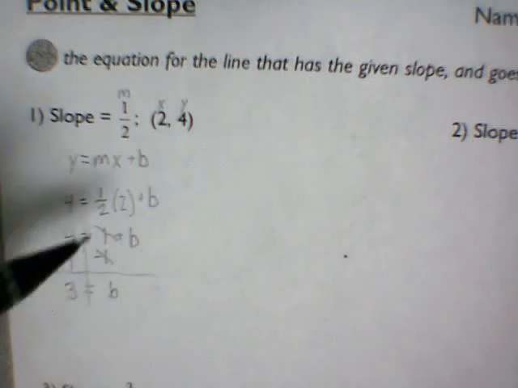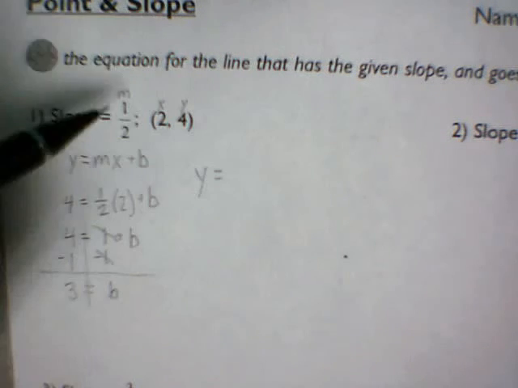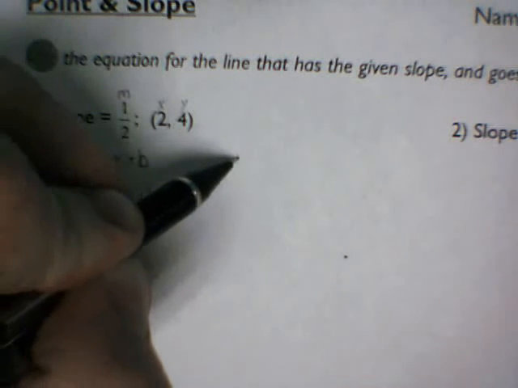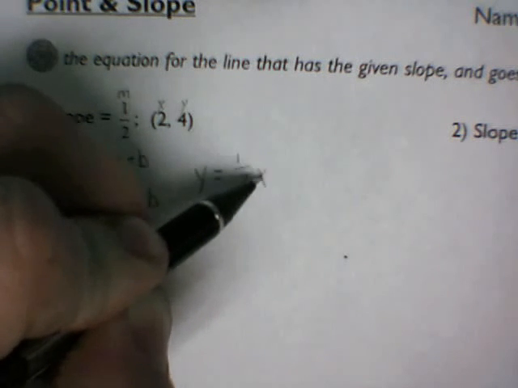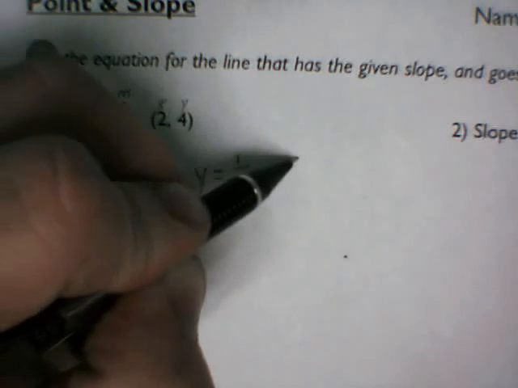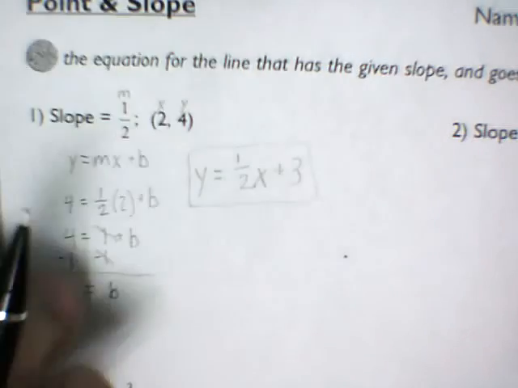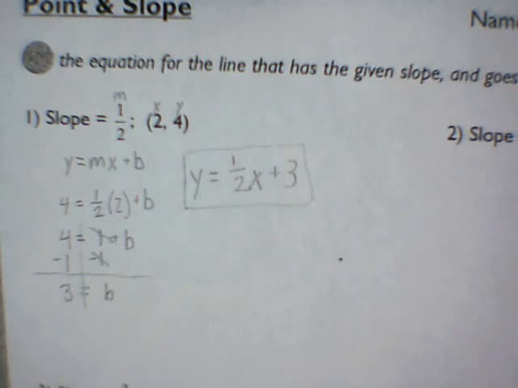So all I need to do is take this, plug it back into my original equation. So I'm going to write the equation y equals 1/2, because I know slope is 1/2, x plus 3, because the b that goes at the end is 3. So all of a sudden, by using that solving, I have found what the equation for this line is.